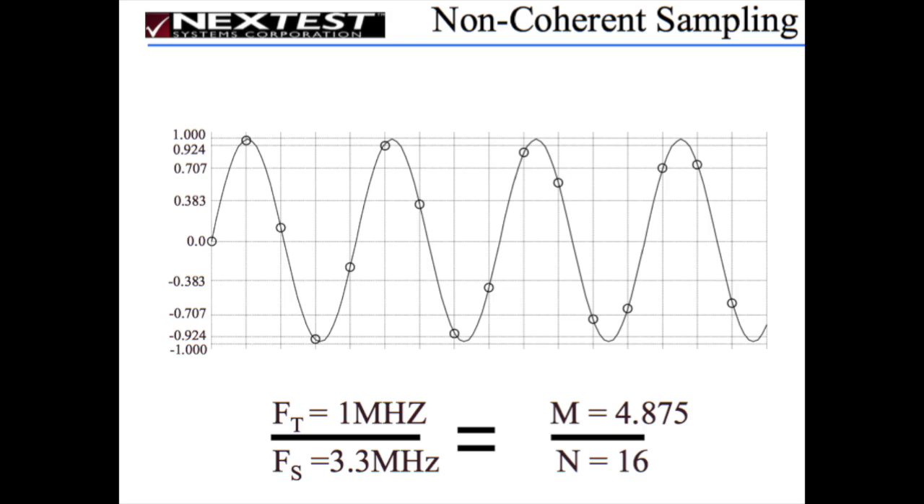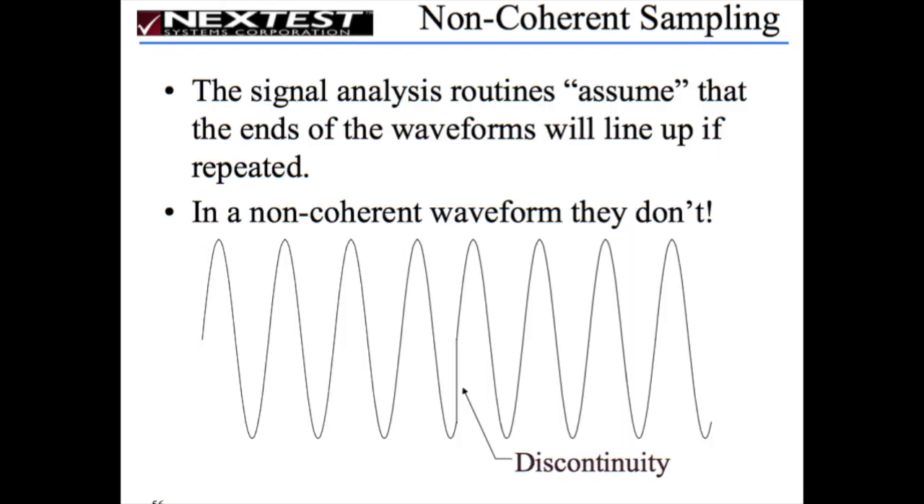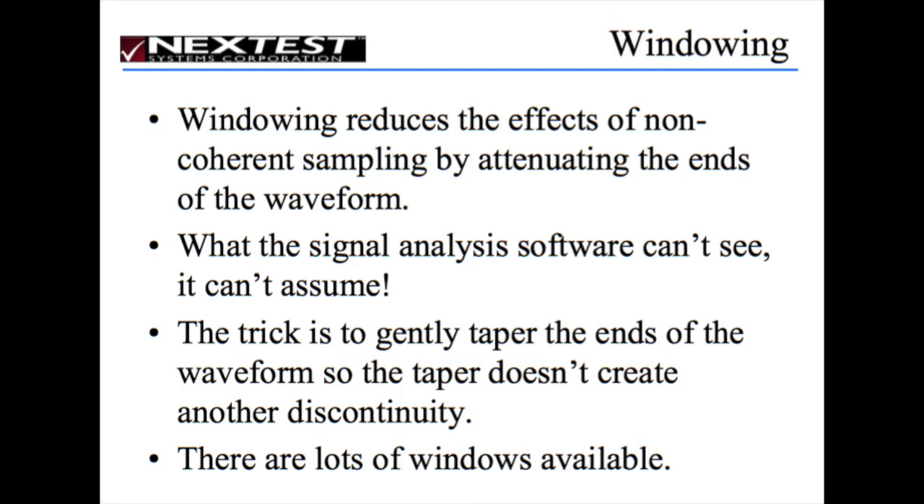That's a problem. The signal analysis routines assume that the ends of the waveform will line up if repeated. In a non-coherent waveform, they don't line up. So the waveform is assumed to be continuous, and if it isn't, it looks like it has a big discontinuity in it. Windowing reduces the effects of non-coherent sampling by attenuating the ends of the waveform. What the signal analysis software can't see, it can't assume. The trick is to gently taper the ends of the waveform so the taper doesn't create another discontinuity.